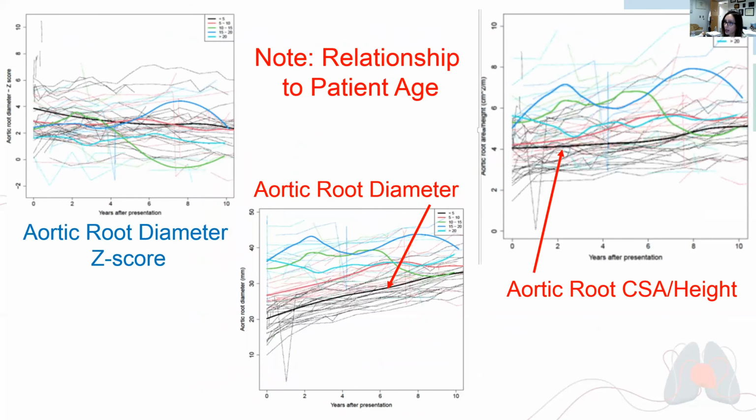The reasons why might be seen in these stratified plots with smoothing splines. If you note, both raw root diameter and cross-sectional area over height tracked quite nicely with age of patients versus the root diameter Z-score, which was essentially not correlated or associated with patient age, which could be a problem in pediatric patients.